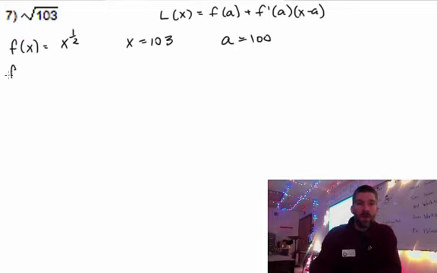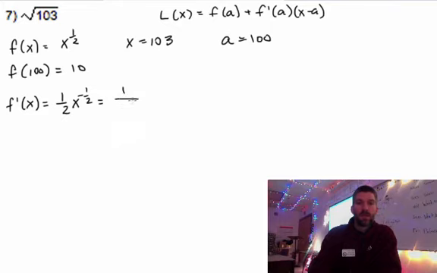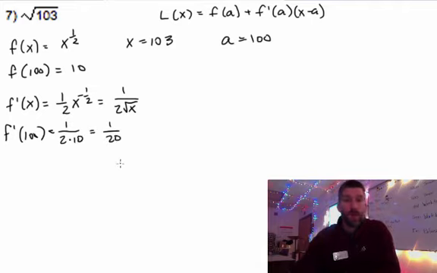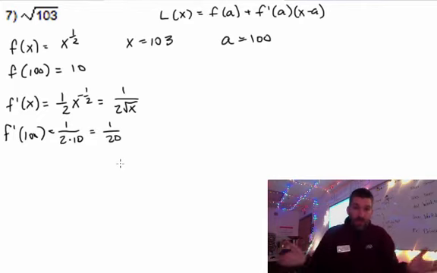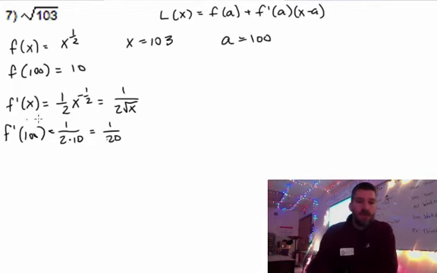So what I'm going to do is go f of A, f of 100, well the square root of 100 is 10. I need the derivative of the square root, which is the same thing as 1 over 2 square roots of x. Okay? And I need this also solved out at 100. So that's going to be 1 over 2 times 10, because the square root of 100 is 10. So that's 1 over 20. Okay? So now I have all the pieces to plug into my linearization formula.